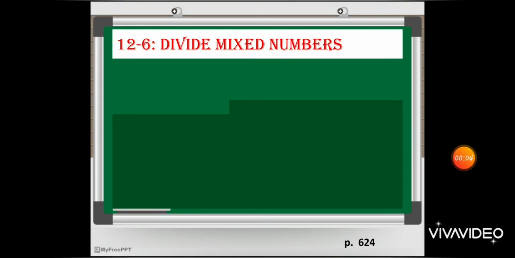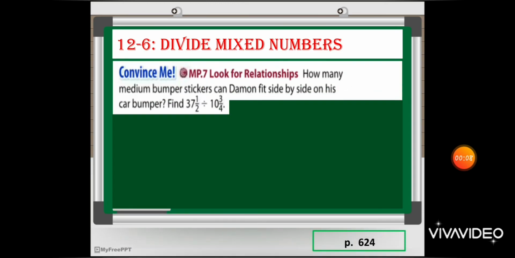Let us compute now. It says there, how many medium bumper stickers can Damon fit side by side on his car bumper? Find 37 1/2 divided by 10 3/4. So how are we going to do this, guys?